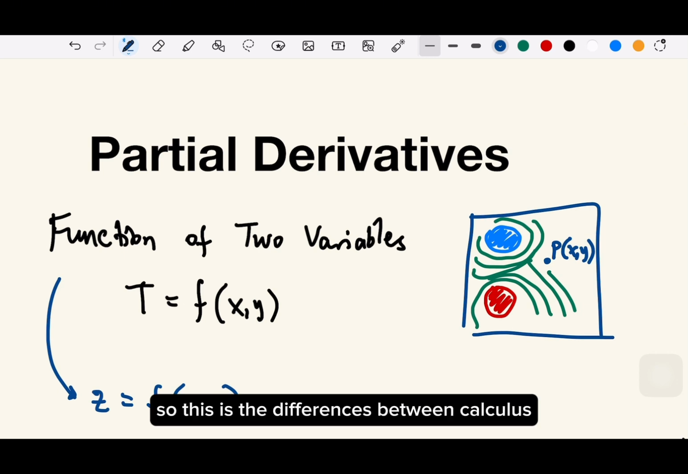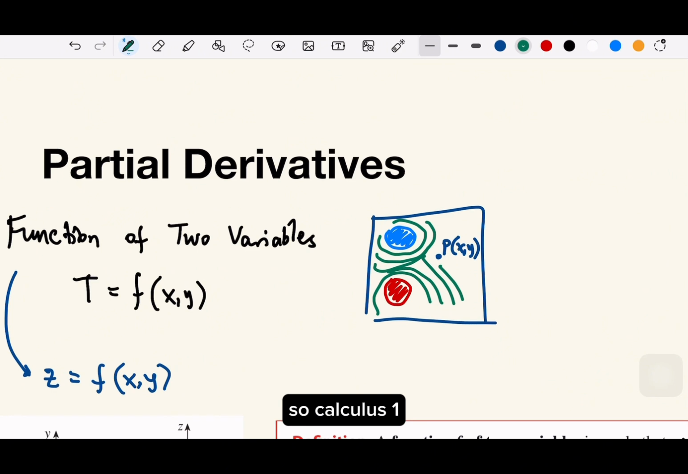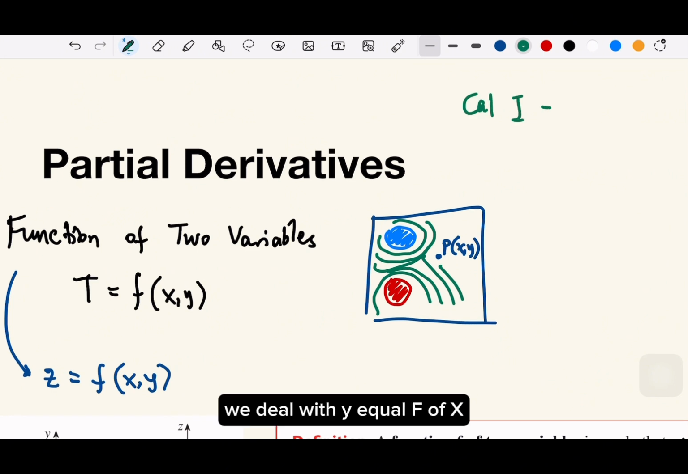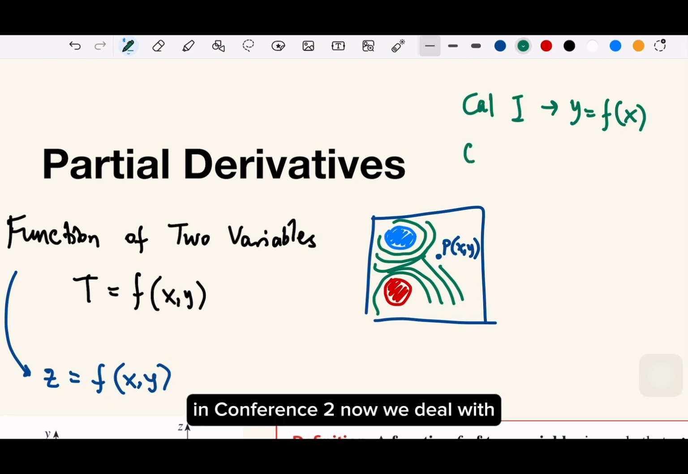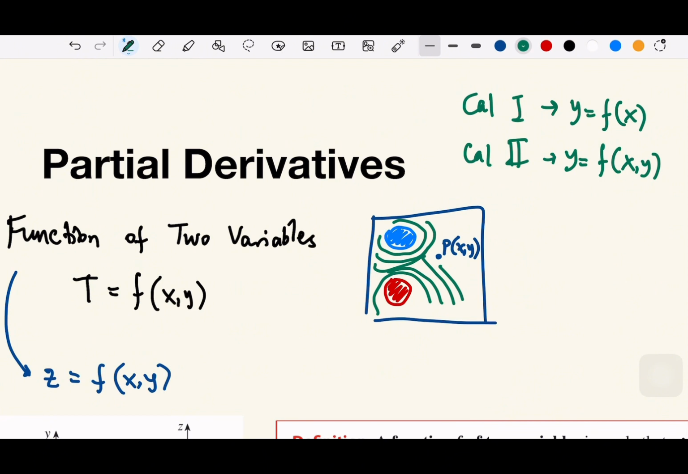So this is the difference between calculus 1 and calculus 2. Calculus 1, we deal with, so let me write here, y equals f of x. In calculus 2 now we deal with at least two variables, at least two or more. Okay? Two or more. It can be 3, 4. Okay?